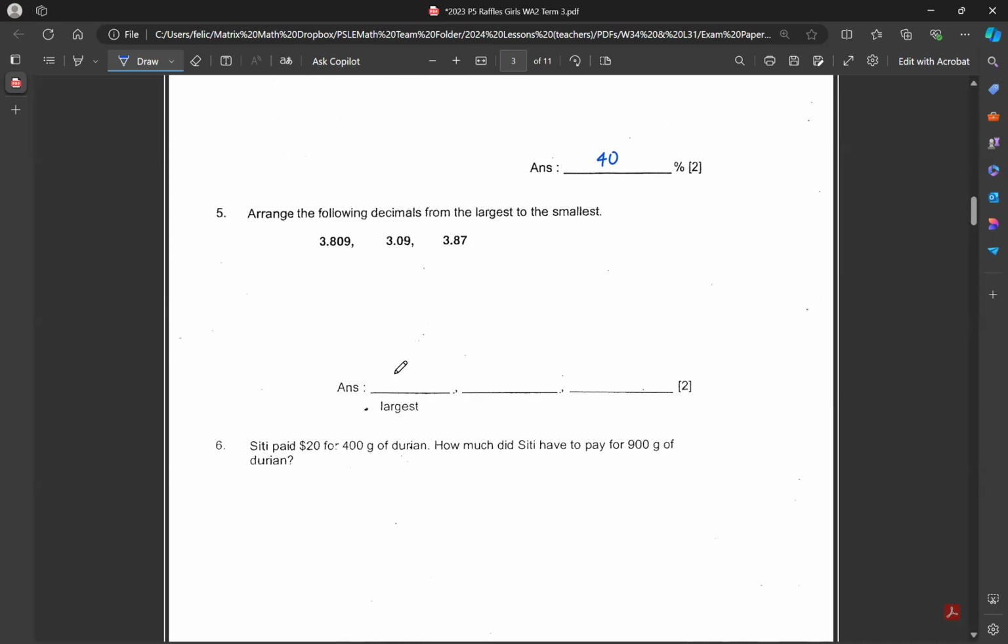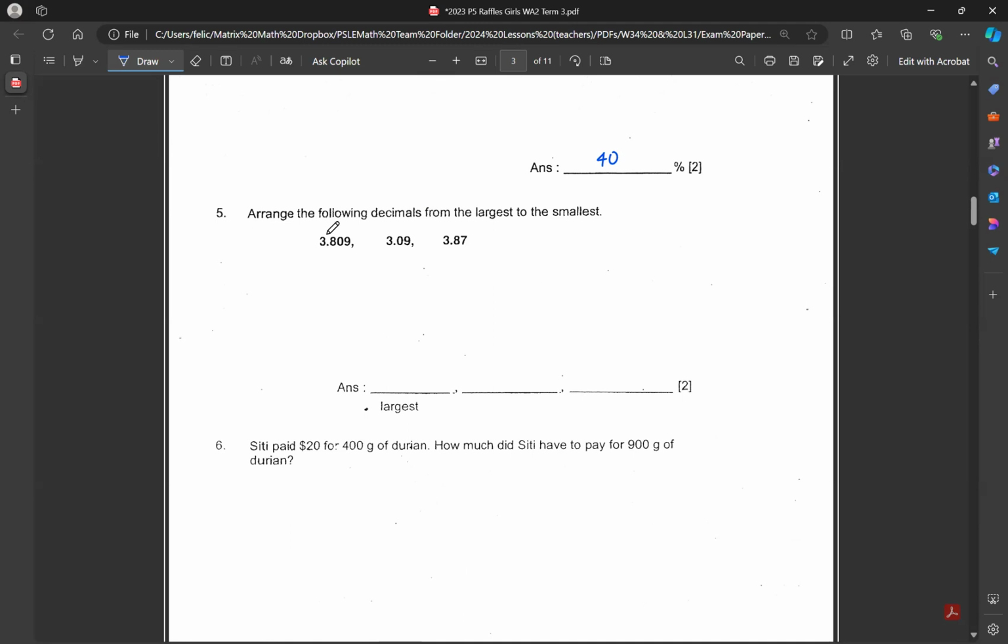Okay, next, arrange the decimals from large to small. If you want to determine which one is largest and which one is smallest, make sure you first check that the number of decimal places is the same. Otherwise, it's very difficult to do the comparison.